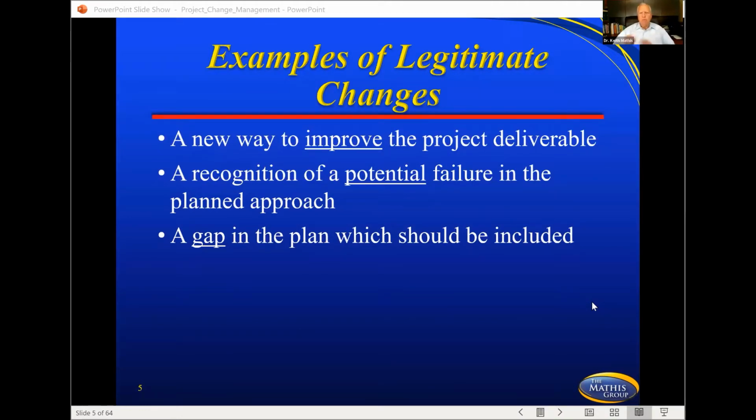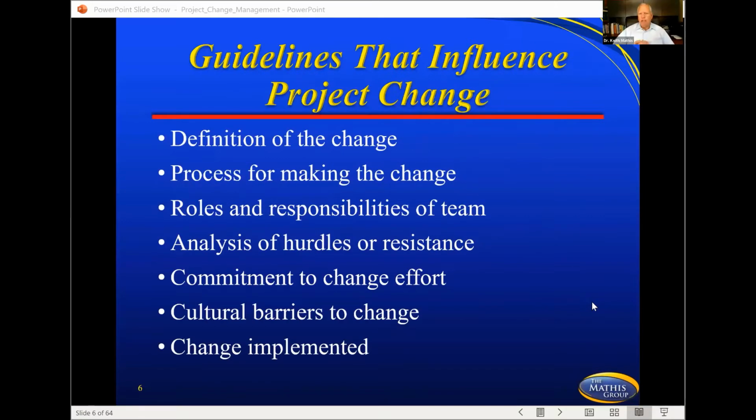Now, here are some guidelines that influence project change. One would be a definition of the change process for making the change, and we're going to talk about these. Roles and responsibilities of the team, an analysis of hurdles or resistance, also commitment to change effort, cultural barriers to the change, and then change implemented is actually implemented into the project. So let's run through these very quickly and give you an idea of what we're talking about.